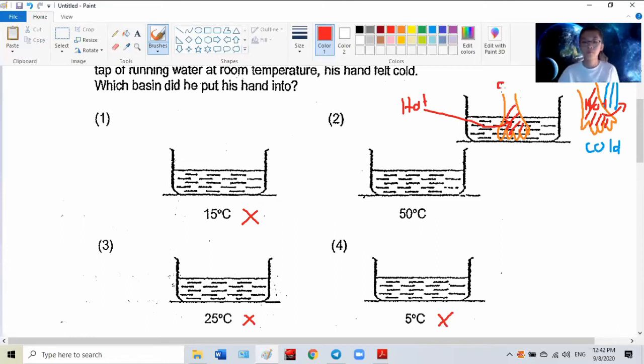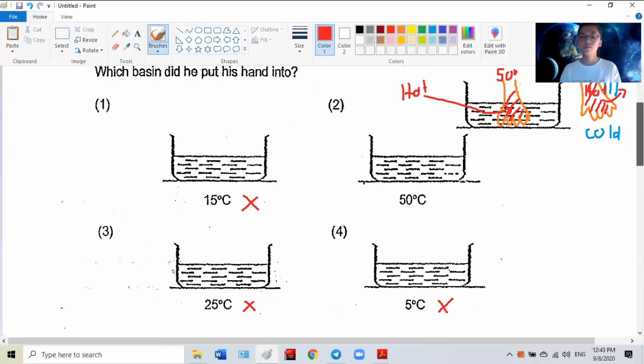Then his hand becomes like 50 degrees. Then he can lose heat and feel cold. This one is 5 degrees, so cold, colder than room temperature. Then when he puts his hand in, he should feel hot, right? Because the 28 degrees heat energy will flow into his hand. Then he will feel warm, yes or no? Because his hands are so cold. Okay? Everybody understand?